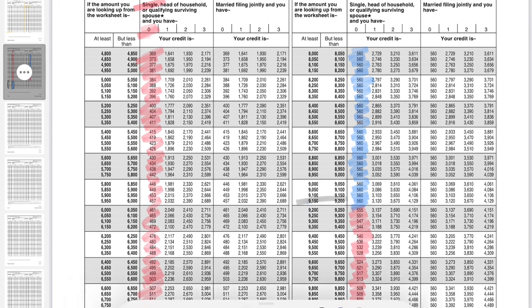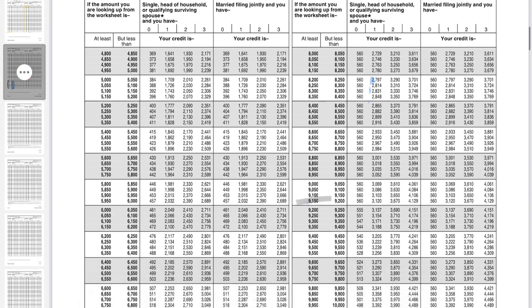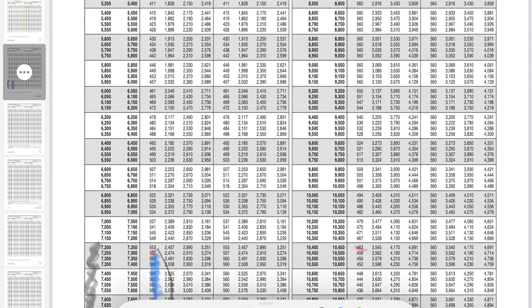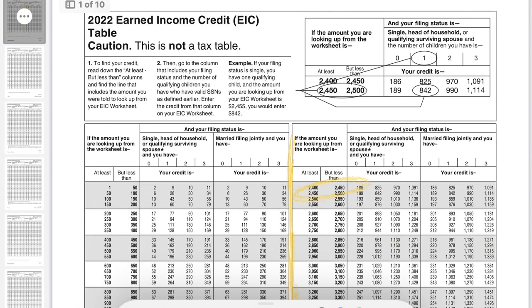Okay, so for the first scenario we're going to look at, let's go back up to the top of this form. The way the earned income tax credit works is there are only two categories of filing status. The first category is married filing joint. If you're married filing joint, you use this side. If you have 0 kids, there's your column; 1 kid, 2 kids, 3 kids.